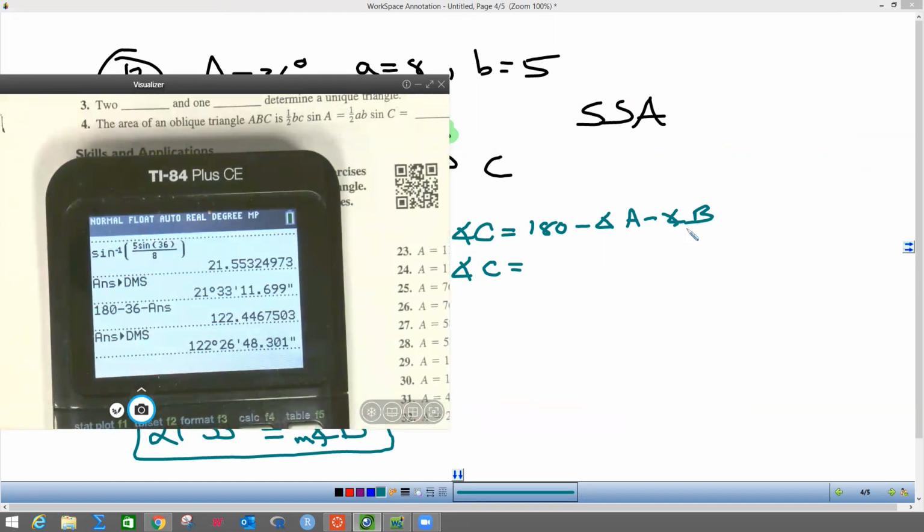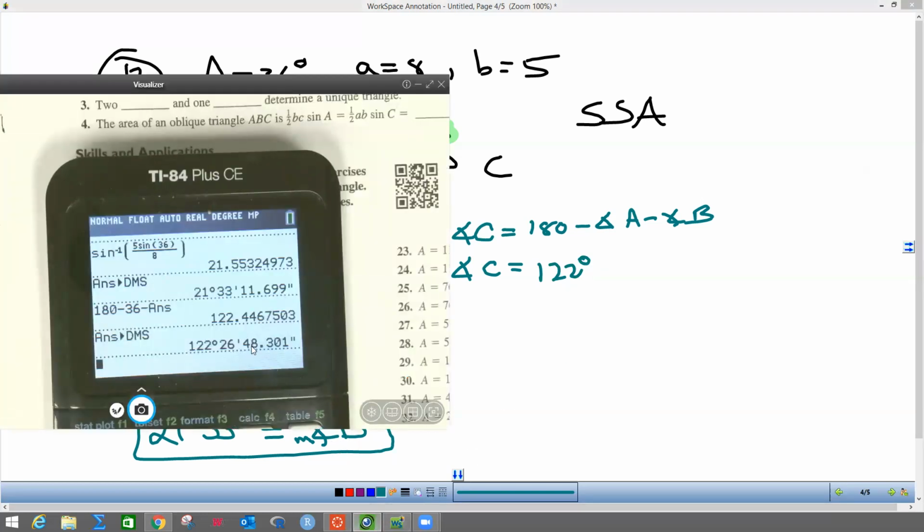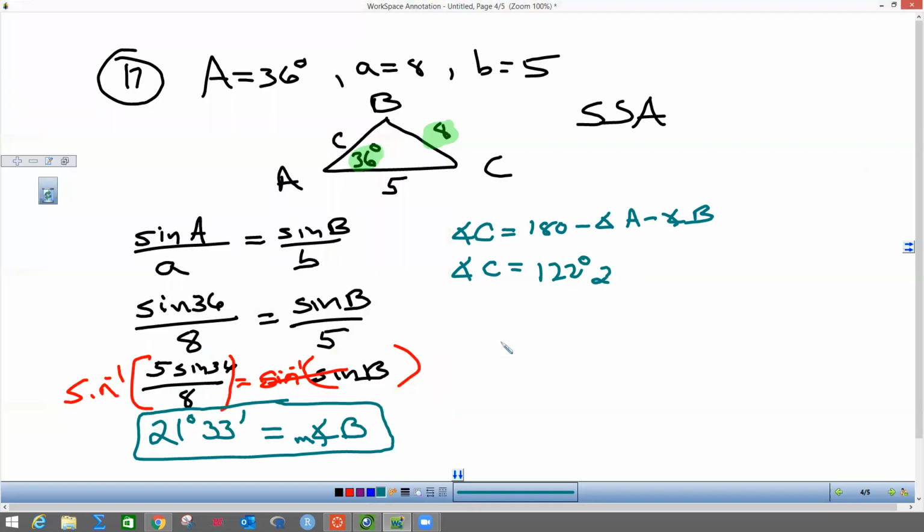So we're going to round that to 122 degrees and how many minutes? How many minutes? 27, because 48 is 30 or greater. So we're going to make this 27. Okay, so there's that one. This one was 21 degrees, 33 minutes.